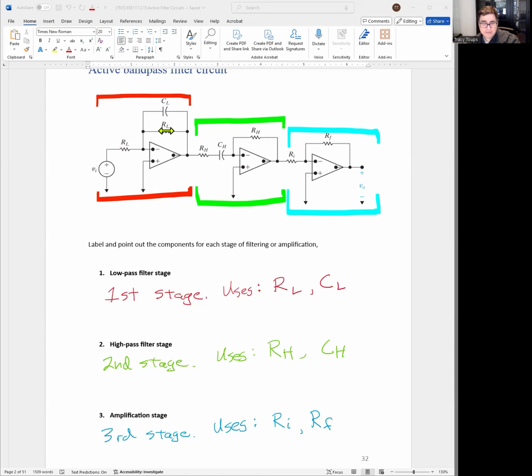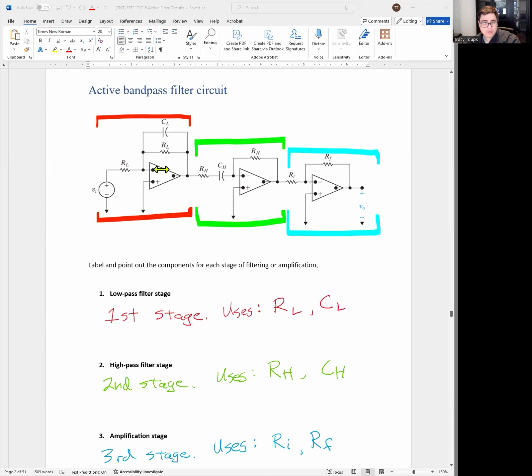Now, we can pick RL and CL to design the cutoff frequency that we want. We additionally have an RL right here. We typically match these resistors because we want the gain of the low pass filter to be 1.